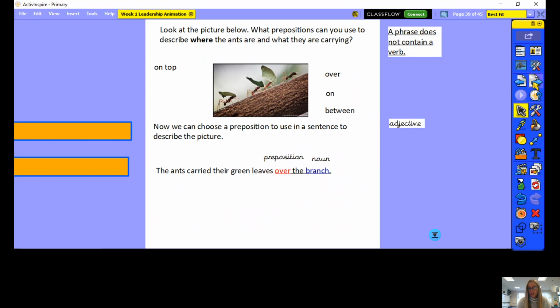So we know that that sentence can be improved. Perhaps it could be, the ants carried their green leaves over the bare, brittle branches. Or we could start with our preposition, over the bare, brittle branches, the ants carried their green leaves. Have a go now at improving either your sentence that you've written or my sentence that I have written. Pause the video now to do that. Well done, Year 4.